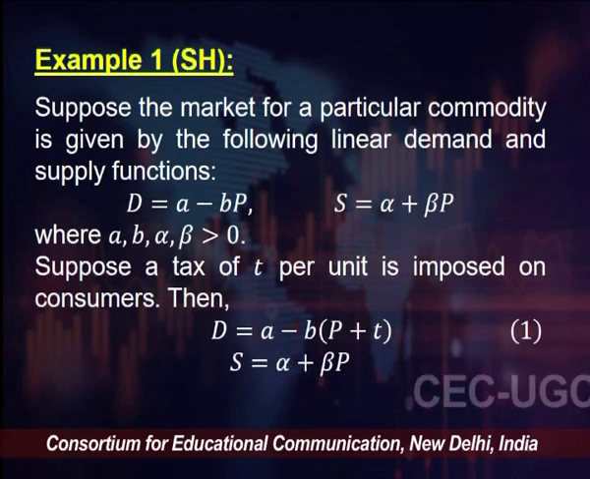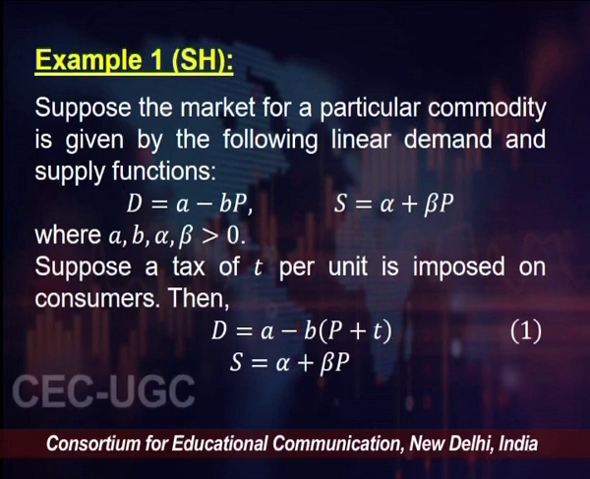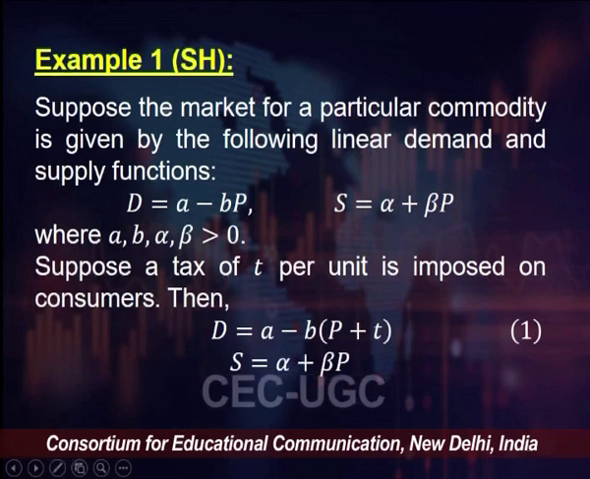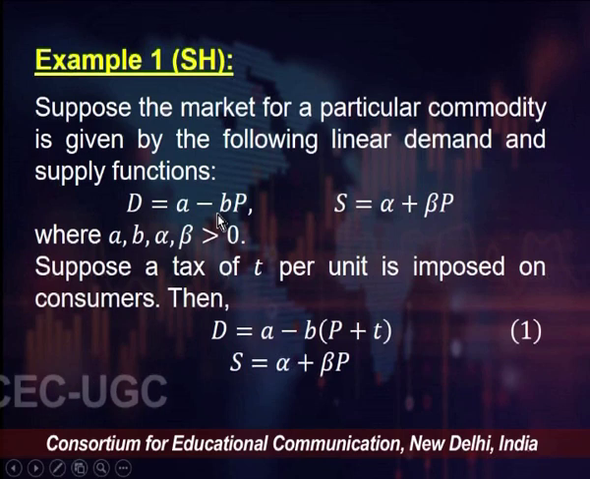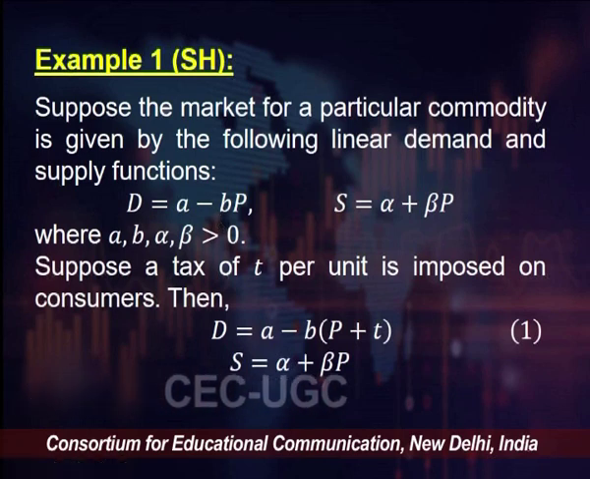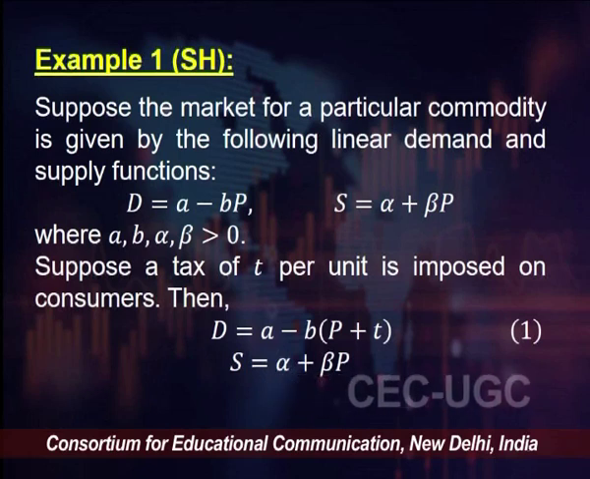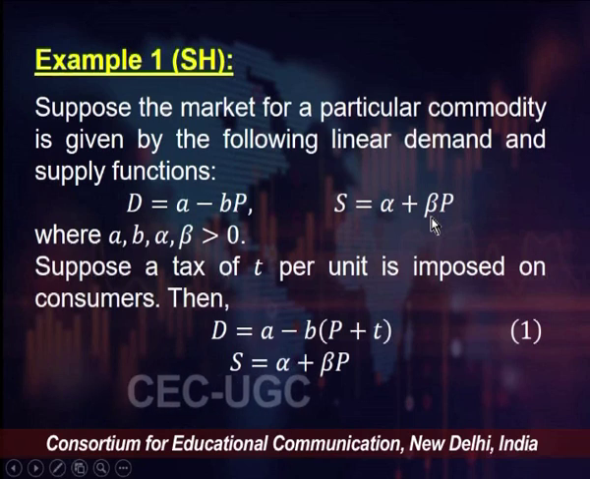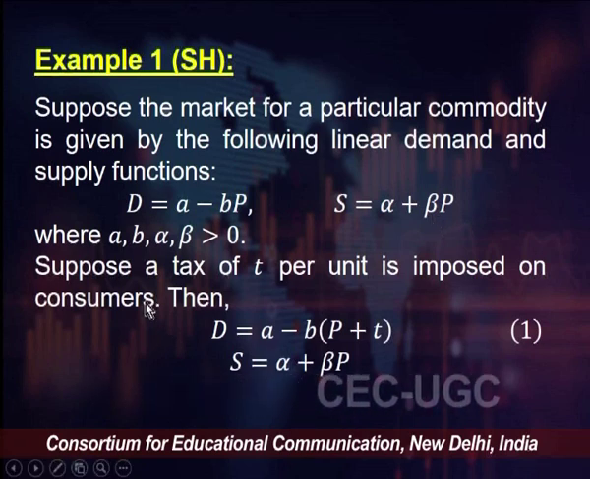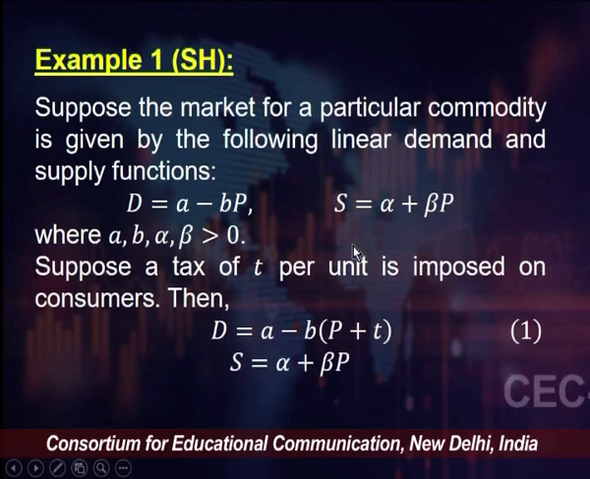So, for example, given that we are assuming that B is positive, this would basically imply a downward sloping demand curve if you look at this function, because there is a negative sign in front of B. So, the coefficient of price here would be negative, minus B, and this would indicate a negatively sloped demand curve. Similarly, since we are assuming that beta is positive, this is going to give us an upward sloping supply curve. That takes care of the slopes of the demand and supply curves.